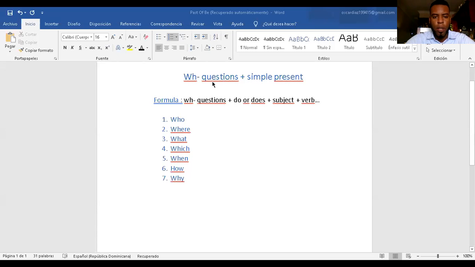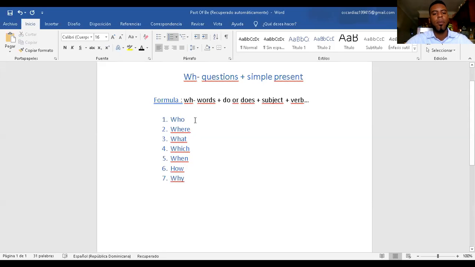Okay, as you can see on your screen, we have a formula here. WH questions or WH words plus do or does auxiliary verbs plus subject plus verb. We have a list of WH words here: who, where, what, which, when, how, and why. Of course, there are more WH words in English, but we are going to use these ones for the examples that we need. The only thing you need to do for these kinds of questions is to follow this formula that you have here in black color.